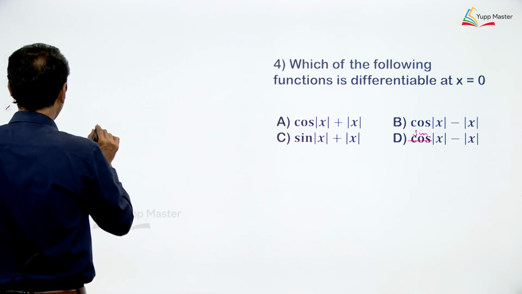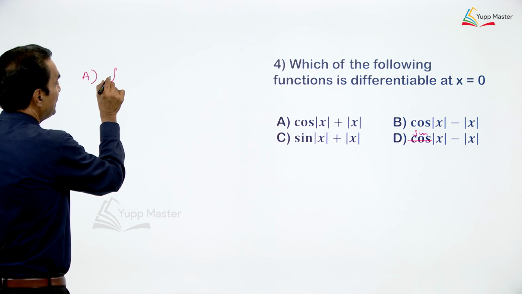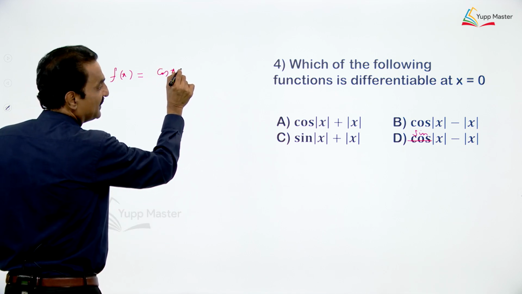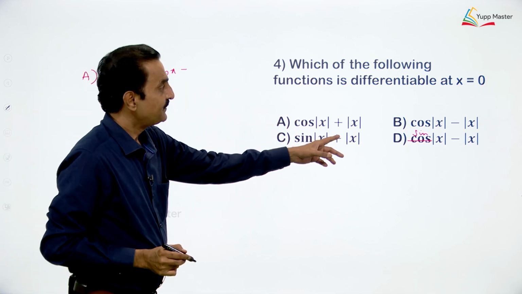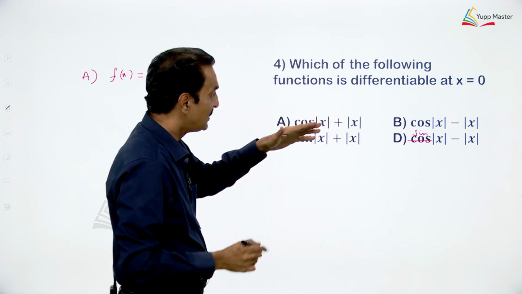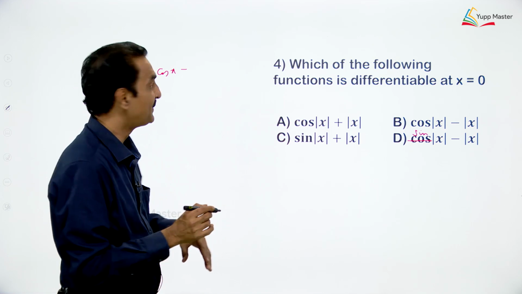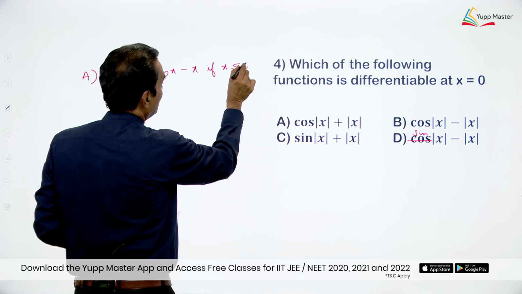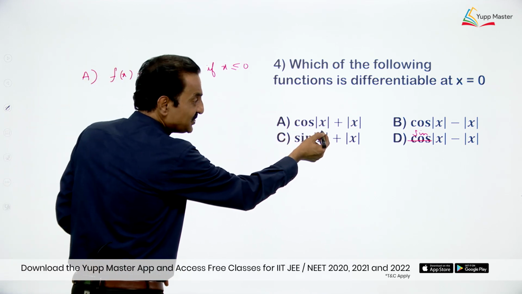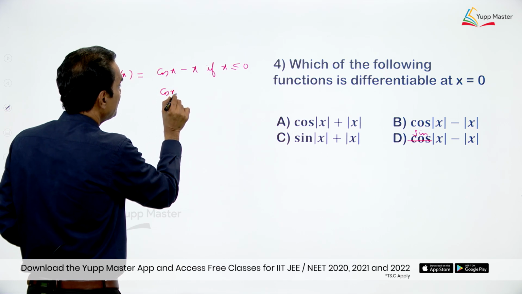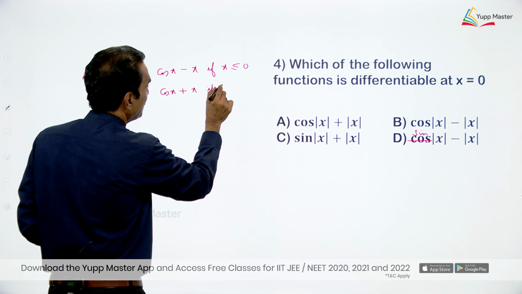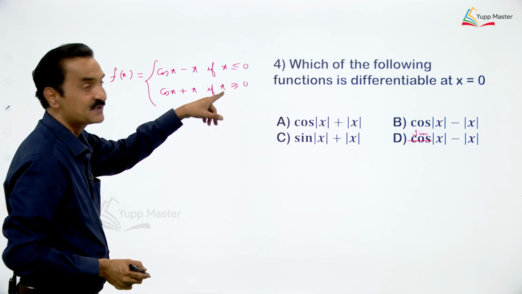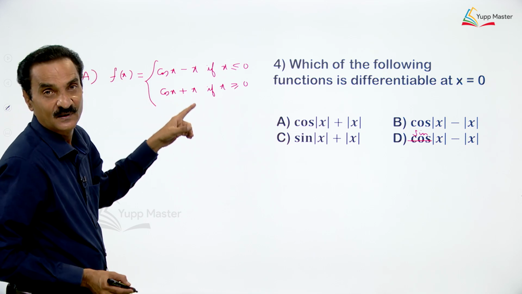So, if you take the first option A, f of x is equal to cos x plus mod x. We want the differentiability at x is equal to 0. So, I will write the definition when x is negative and x is positive separately. When x is negative, it will be cos x minus x, when x is less than or equal to 0. When x is positive, it will be cos x plus x, if x is greater than or equal to 0. I wrote equality in both the cases, because both are same for x is equal to 0, you can see.